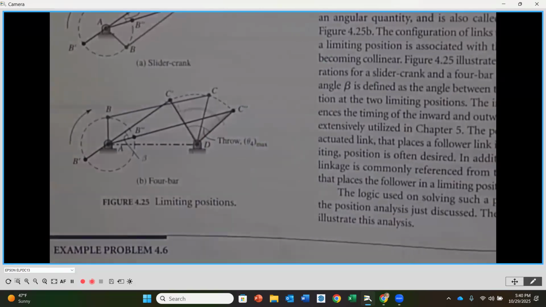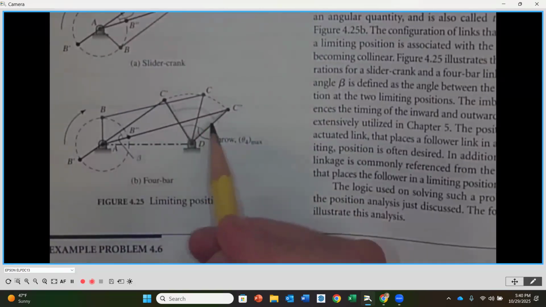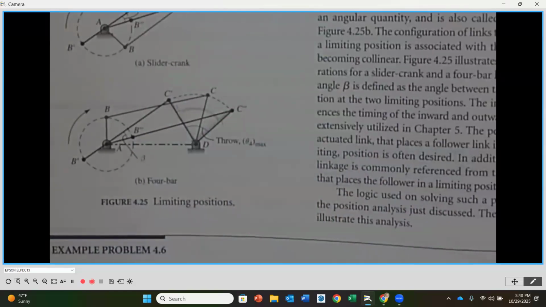But this time, that link is limited to moving only as an oscillator, because at point D, the point is going to rotate about a fixed center. So in this case, the total displacement is called the throw. And the throw is going to be measured with an angular displacement, like the total angle between those two extreme positions.